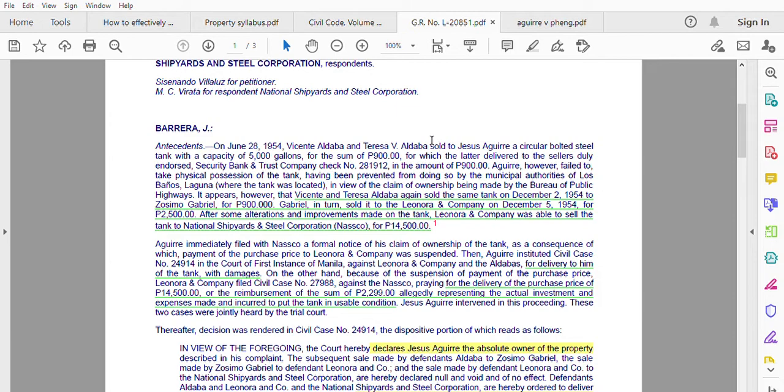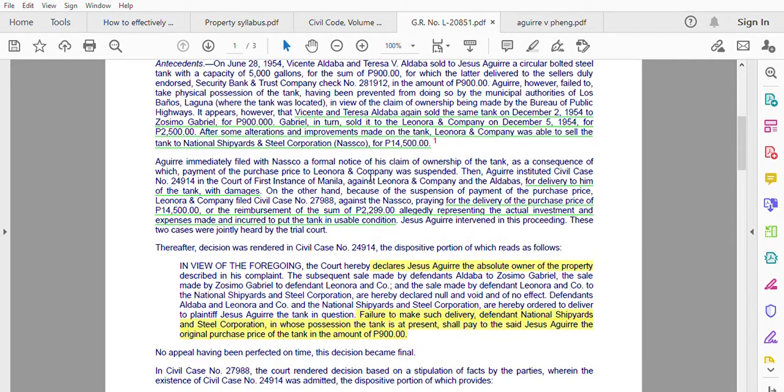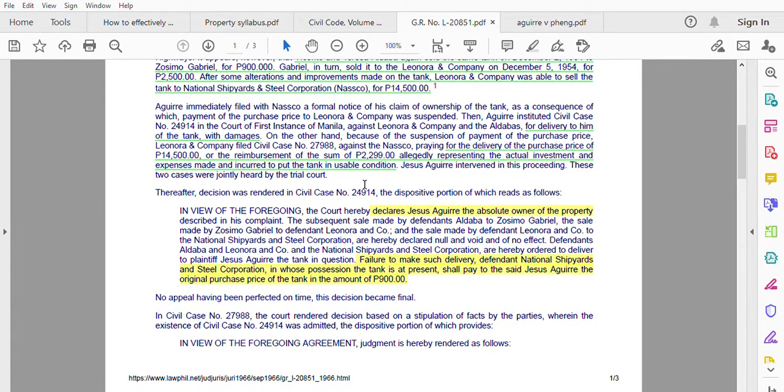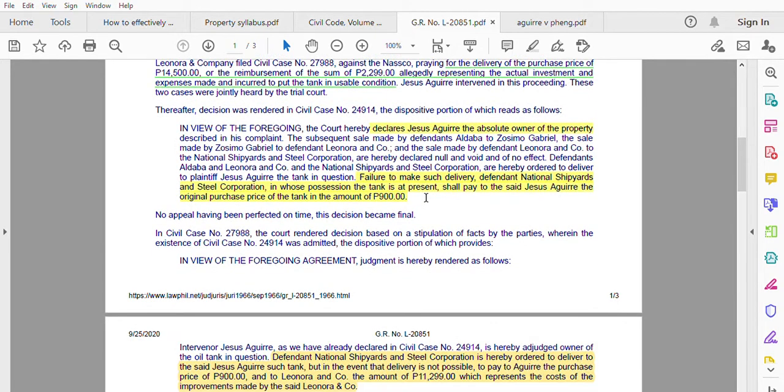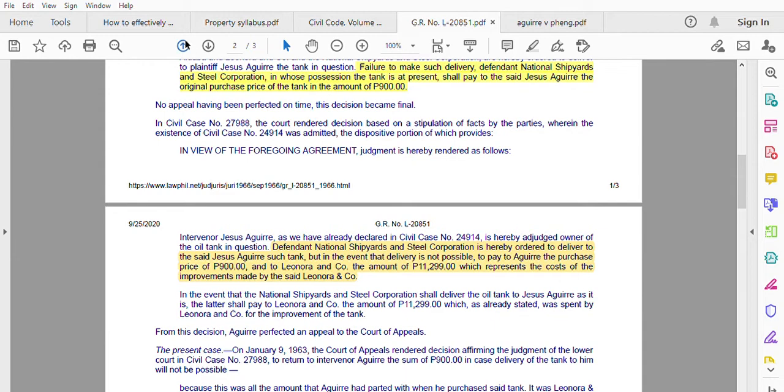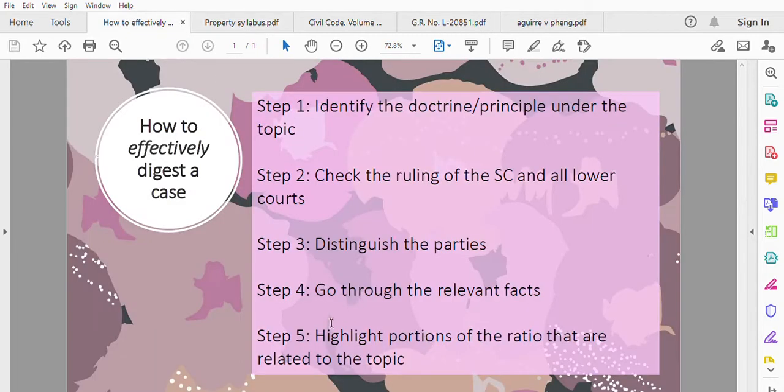So here, the Aldabas spouses sold to Aguirre a tank, and then etc. As you can see, I underlined the items which are relevant or which I can just look at when I review this case, and I can remember what happened here. Again, you have to select only those that are relevant. So after having done that, our next step is to highlight portions of the ratio that are related to the topic.